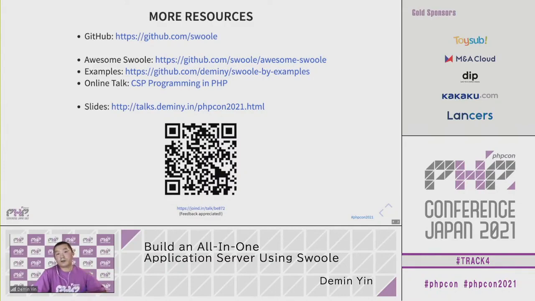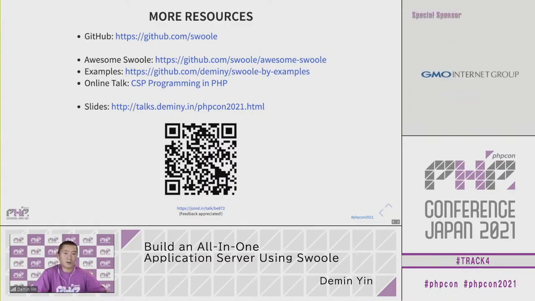If you are new to Swoole and you just want to get started with it, I have a personal project called Swoole by Examples. There is a lot of different sample code there, both server-side and client-side examples. Feel free to check it out. They're all ready to run. And if you want to know how Swoole actually works asynchronously, what coroutine programming is, and the concepts behind them, there is a free online talk about it called Coroutine Programming in PHP. Feel free to check it out. You can also find my slides from the link showing up here.